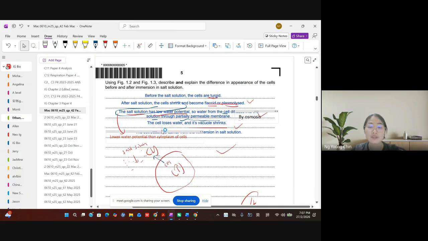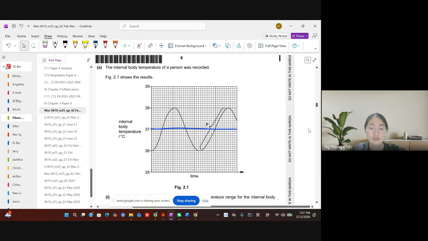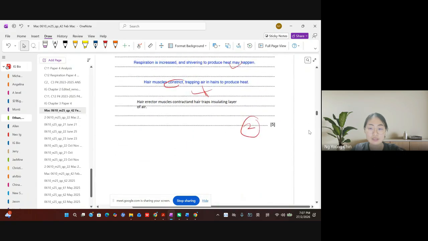And then what happens if the cell loses water? The vacuole will shrink, and not only the vacuole will shrink, but slowly the cell membrane pulls away from the cell wall. So this is in the cell. Okay, this is correct.